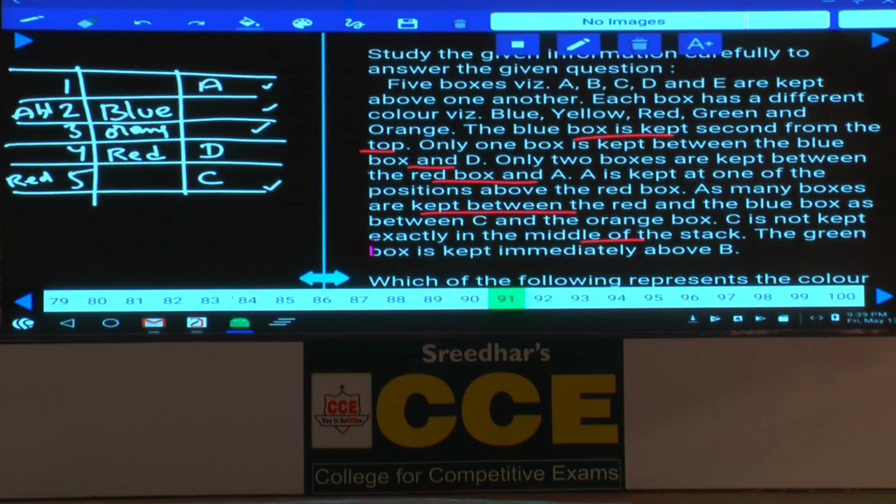And the green box is kept immediately above B. Green is immediately above B, this must be green. If this is green, and this is B, then this is E. And the color which is left over is yellow. Done?